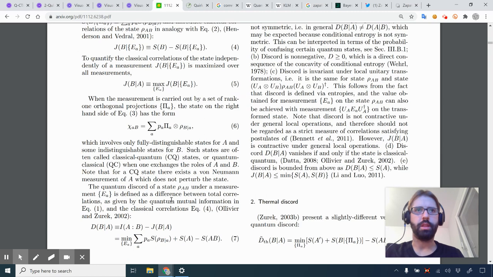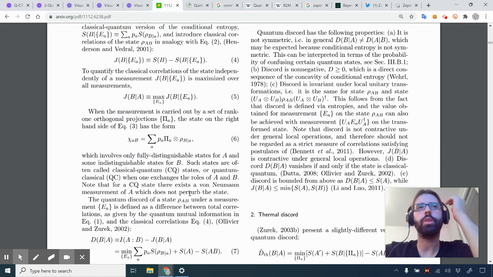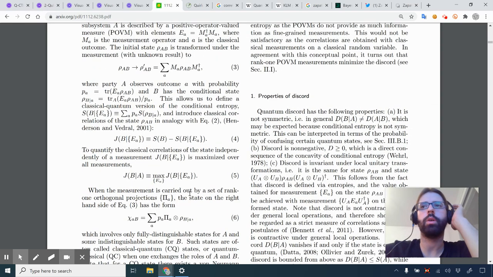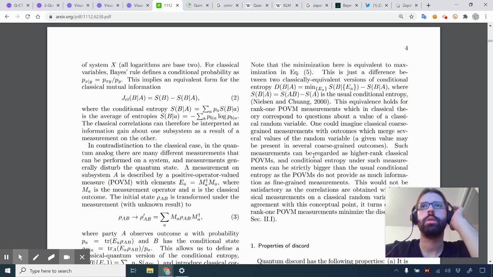The quantum discord of a state under a measurement is defined as the difference between total correlations, as given by the quantum mutual information in equation 1, and the classical correlations. Okay, so the discord is a measure of how much quantum correlation there is in comparison to classical ones. But I still don't really understand the difference between classical correlation and quantum correlation in this case. There are a bunch of technicalities in here that I don't understand.